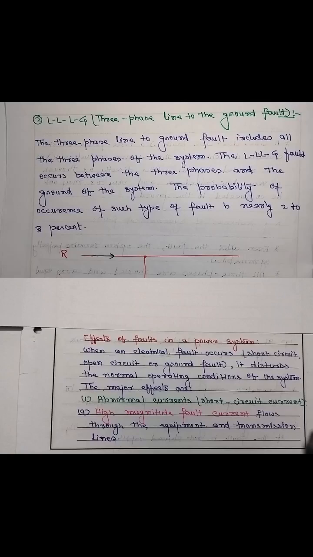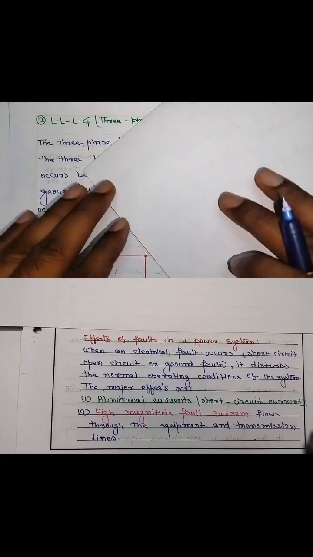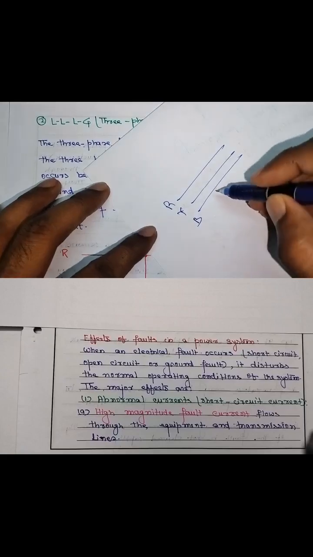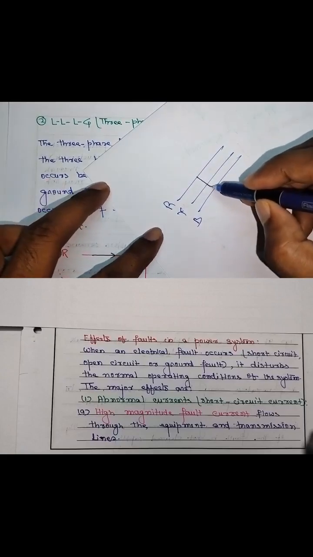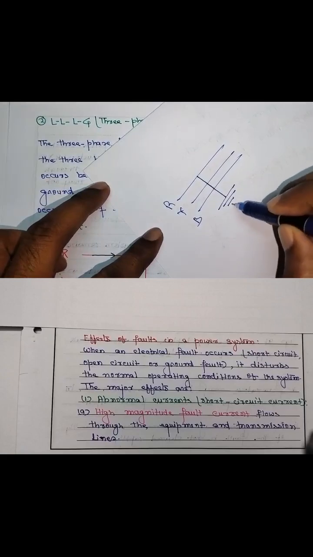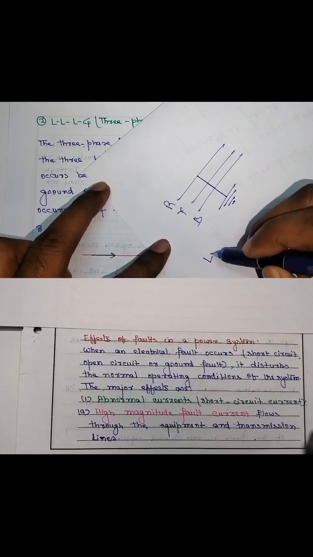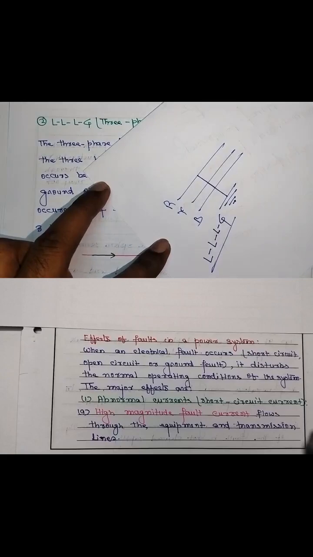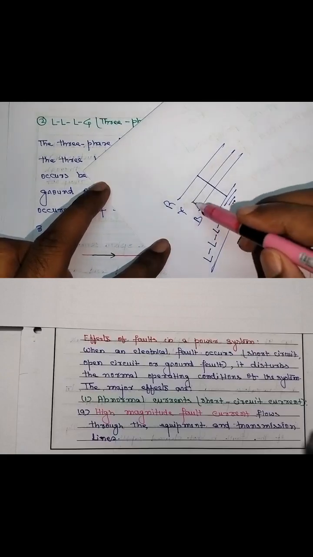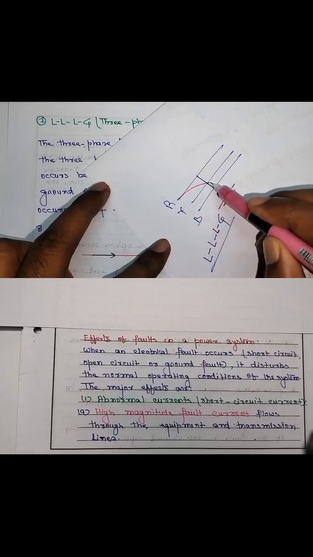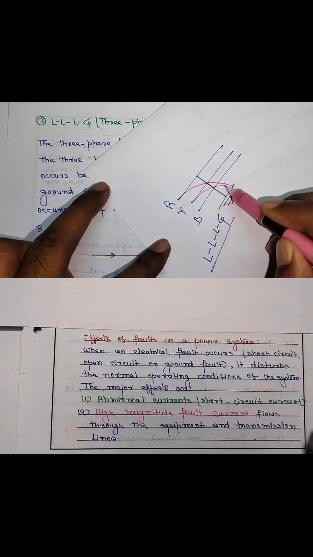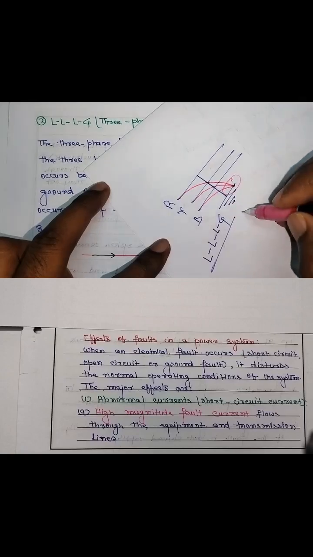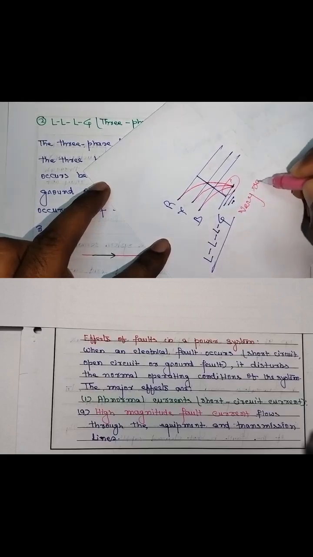Here the name itself shows that three lines will be there, R, Y and B, and after getting shorted they are also grounded. Such a type of fault is called a line to line to ground fault. In this system, all three conductors are getting shorted and grounded also. Such a fault is very rare in nature.